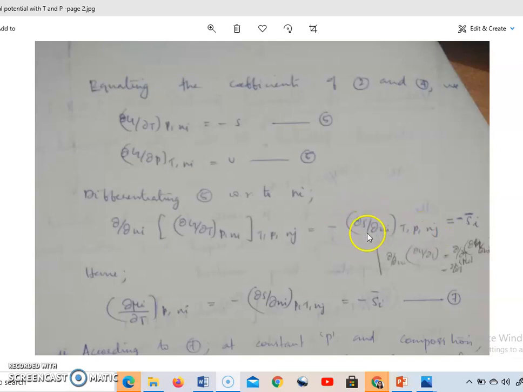So what is this term? Variation of an extensive property with respect to number of moles of a component at constant temperature, pressure and constant composition of other components. What is that? It is partial molar entropy, right? Partial molar entropy of the ith component. So it is Si bar. Here is a minus symbol, so minus Si bar.